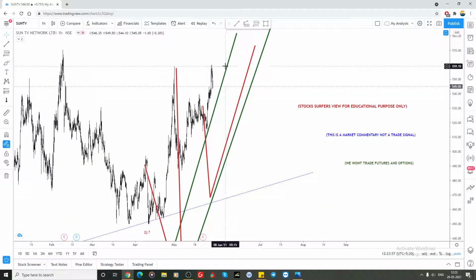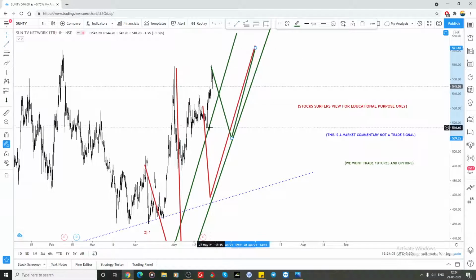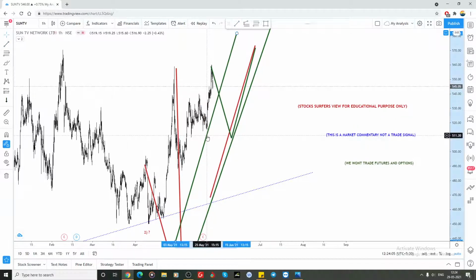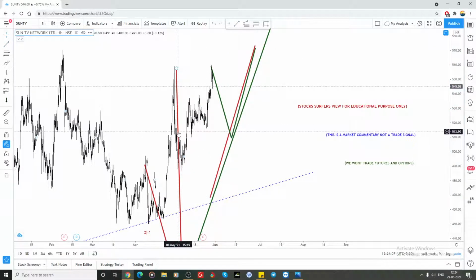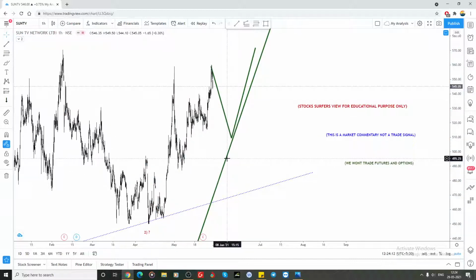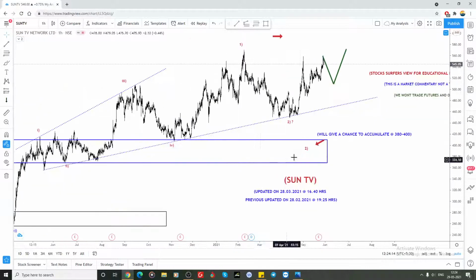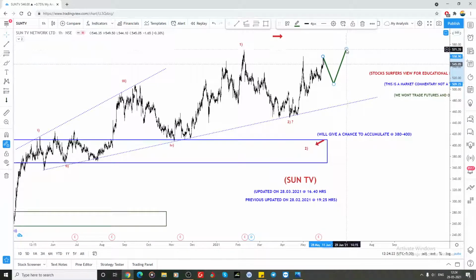From here it's already broken the high. So now again, I will just clear the previous analysis, because in the classes I will explain, and then last week's video also I will explain, right? Okay, so now this is an ABC, this is a straight impulsive wave, so it's already broken the high, so I am expecting one more wave to the downside, and then again it's upside.